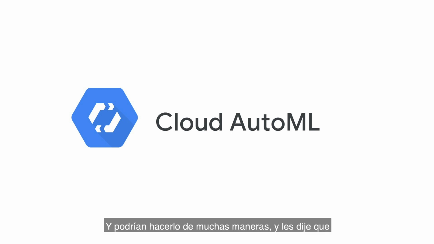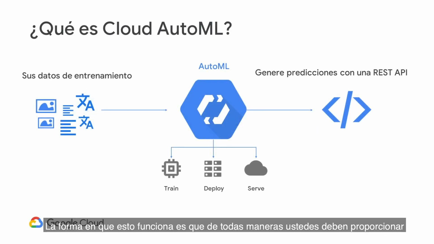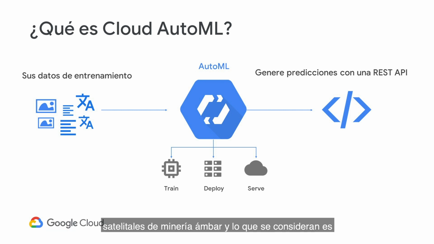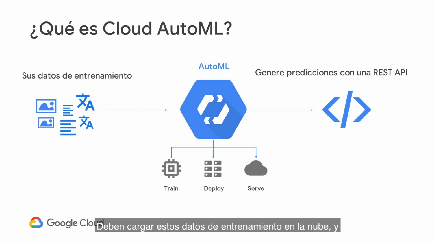And there are many ways you could do it. I told you you could do the DIY path, but I think Cloud AutoML, which is this Google tool for building custom models, is a really easy way to get started. The way it works is that you still have to provide a bunch of training data, so you still have to have satellite images of amber and what's considered illegal and what's not or whatever. You have to upload all this training data to the cloud, and then this tool, AutoML, builds a model for you. And ultimately, it hosts it for you so you can either make predictions through an API or you can make predictions within the tool.